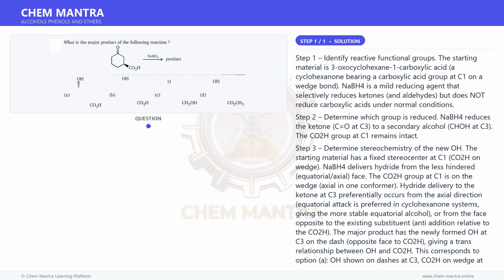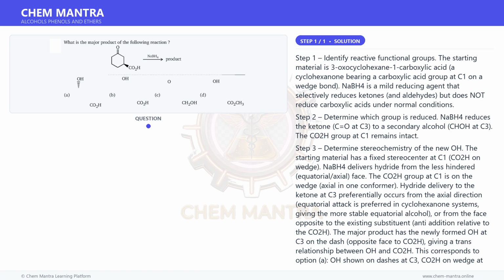NaBH4 reduces the ketone C=O at C3 to a secondary alcohol, CHOH at C3. The CO2H group at C1 remains intact. Step 3. Determine stereochemistry of the new OH. The starting material has a fixed stereocenter at C1, CO2H on wedge.